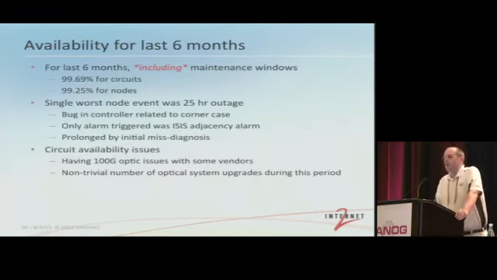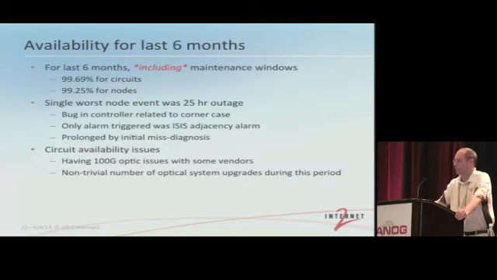And so the first thing I want to talk about is availability. For the last 6 months, and I'll say this is also a preference, I think this is different from the way most people report it, this is the total availability, including disruptions during maintenance windows. It seems like a more absolute sense of how much disruption there really is. On average for all of our 100 gig circuits, we're at about 99.96% availability in the last 6 months. And for our nodes, we're at 99.25.